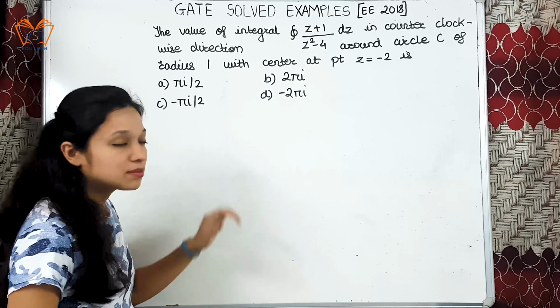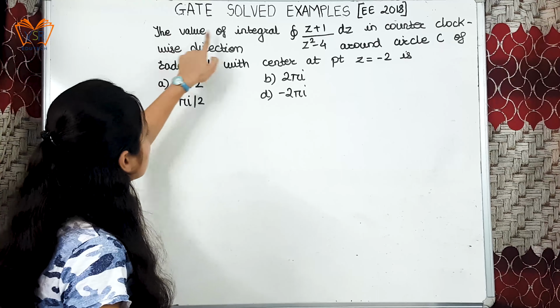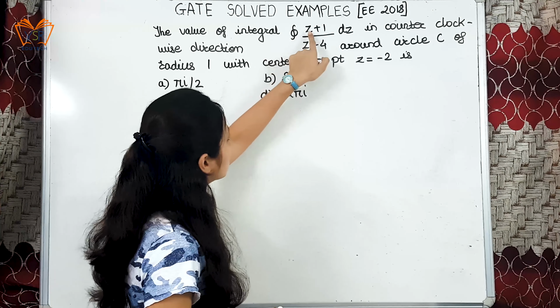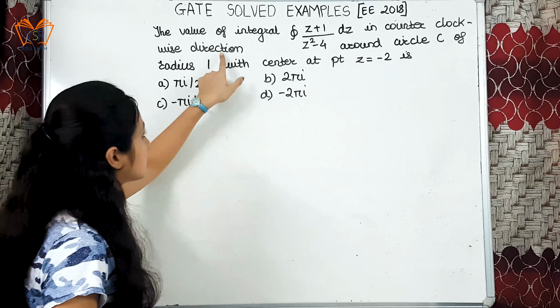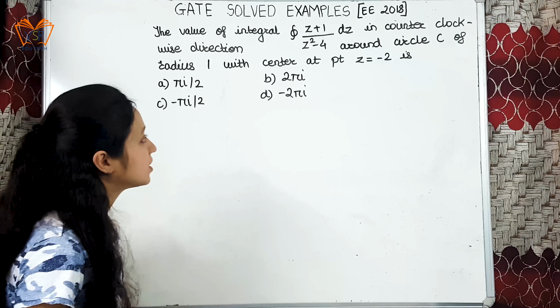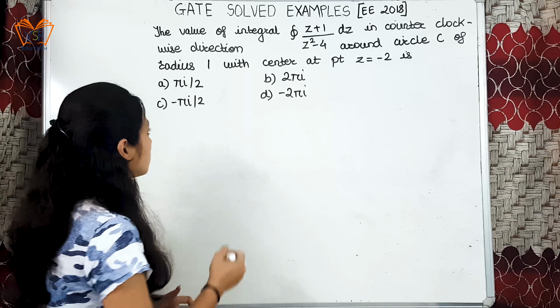In this video, we'll see the example based on complex analysis. The example says, the value of integration of closed loop (z + 1)/(z² - 4) dz in the counterclockwise direction around the circle C of radius 1 with center point equal to z = -2 is.